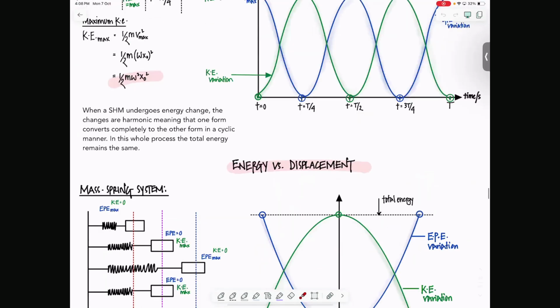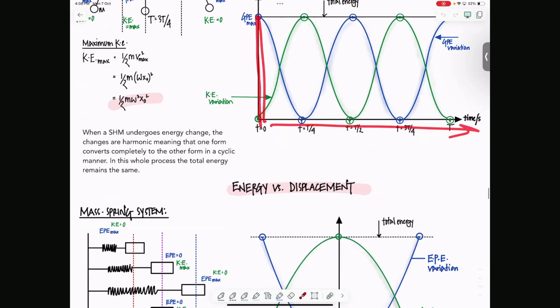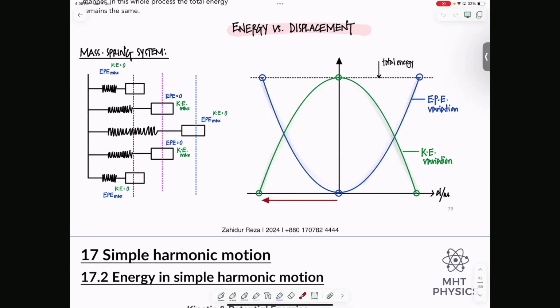So this is the graph here, and this is another variant of it. This one was with time, how time goes by and energy changes. This graph here is how energy changes with displacement. My central displacement is 0, so that's 0. Anything that goes to this side is negative. Anything that goes to that side is positive.